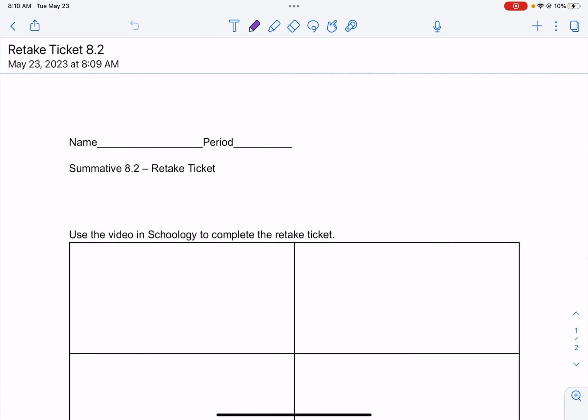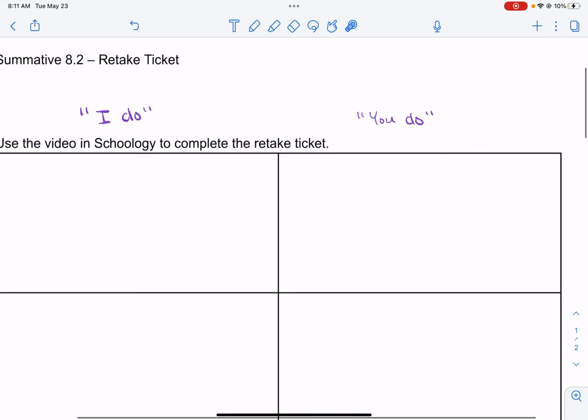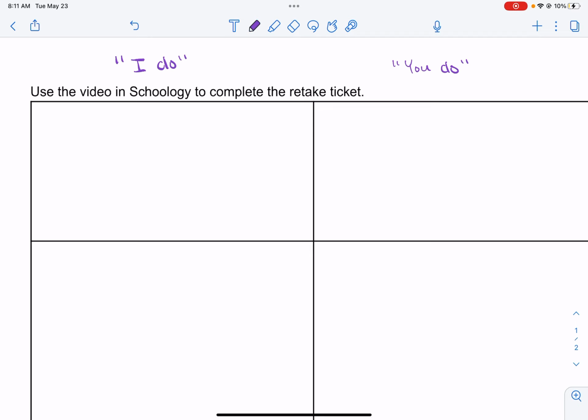Hi, this is the retake ticket for the test 8.2. On the left side, I'm going to do problems that I want you to copy down. So this is the I do, and the right side is the you do. When I look at your retake ticket, I'm going to look that you have copied down what I did in the I do, and then I'm going to be looking for correct answers on the right side in the you do. Okay? So the first question is 3 plus the square root of negative 81.